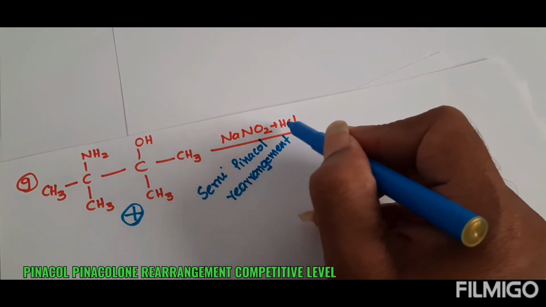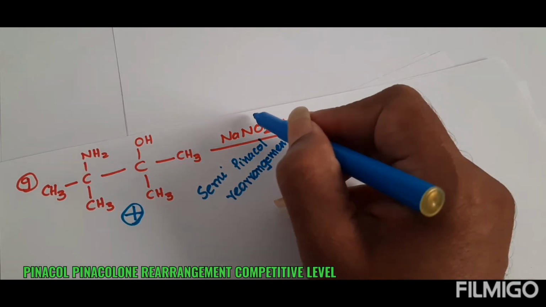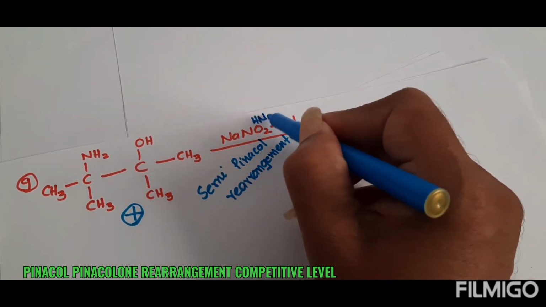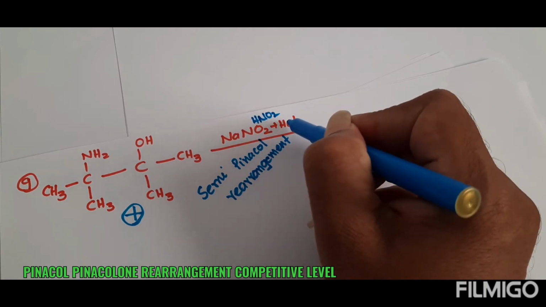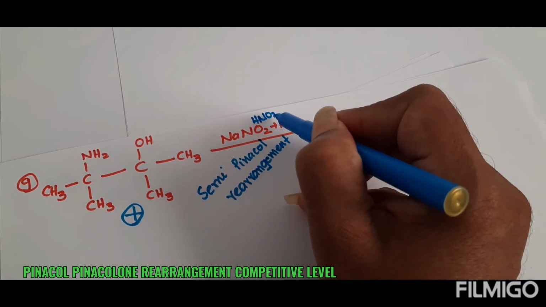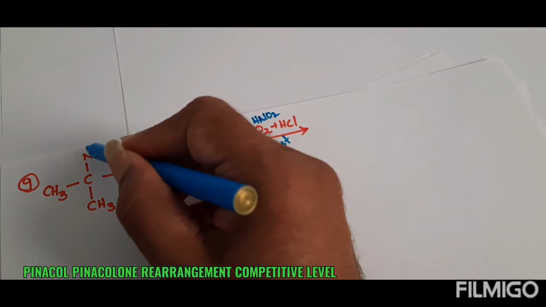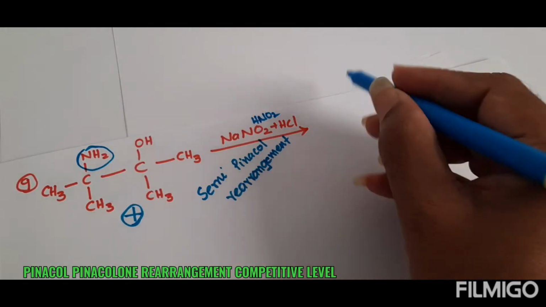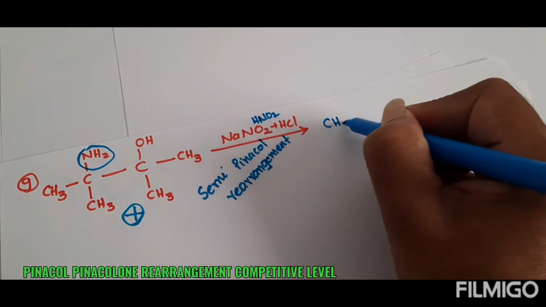In the presence of NaNO2 and HCl, really HNO2. By the combination of these two, HNO2 will form in situ, and it will attack this NH2 group and lead to the formation of the carbocation.